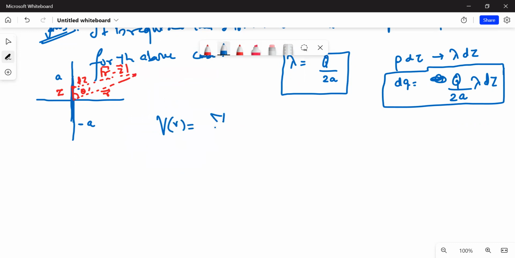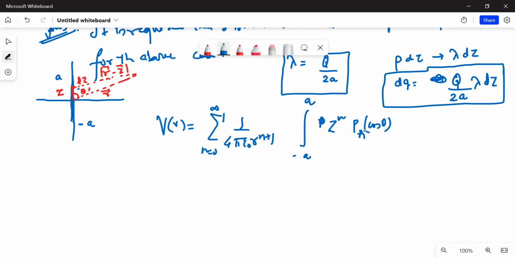So potential as a function of r would give you 1 upon 4 pi epsilon naught r की power n plus 1 from n equal to 0 to infinity, and there would be, I think, your z lies from minus a to plus a, and here you will get, I think, z ki power n. You'll get pn cos theta, and then I'll get dz. Is that clear? यहाँ तक किसी को दिक्कत तो नहीं ना? ये तो clear ही है. Z की power n pn cos theta dz. Not dz, lambda dz. Rho theta की जगह lambda dz. Is that clear?